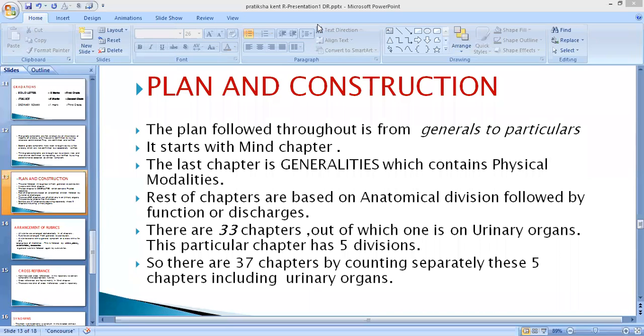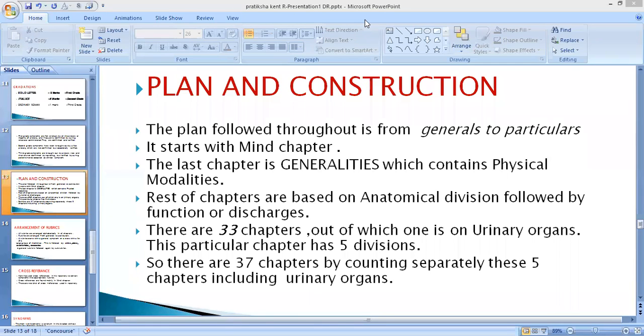So, the body parts, body divisions, and organs are arranged in anatomical division. How it was arranged, we see the order of arrangement of the different organs or different chapters, different parts of the body, according to anatomical division. We discuss one by one.